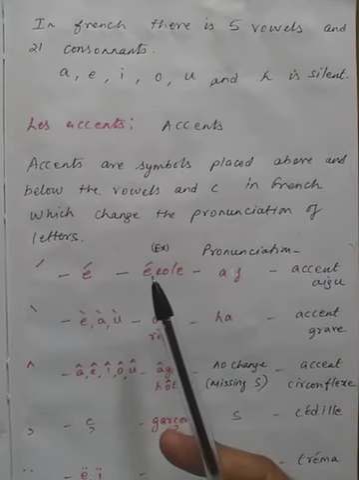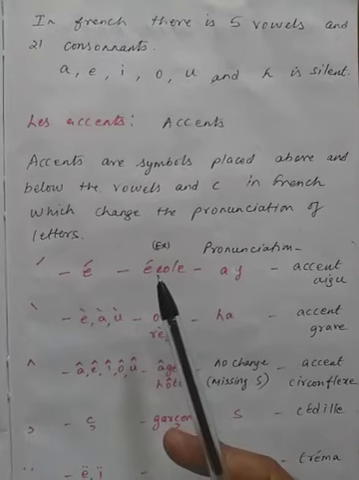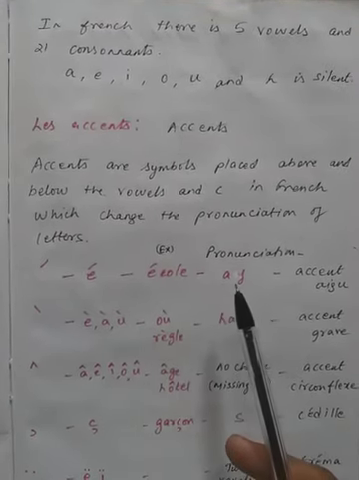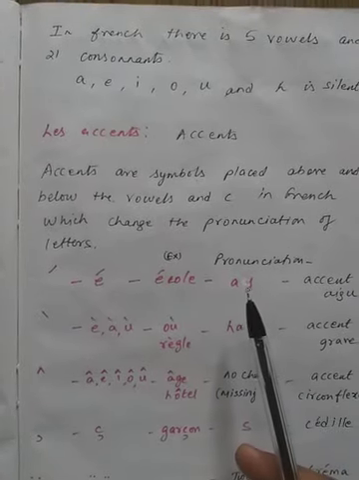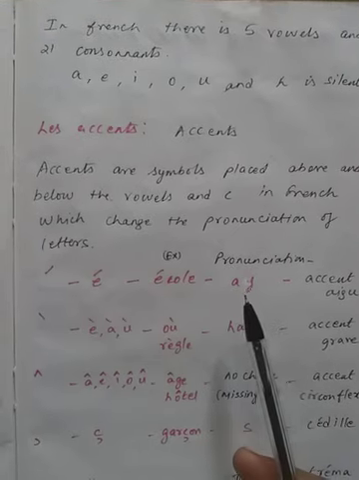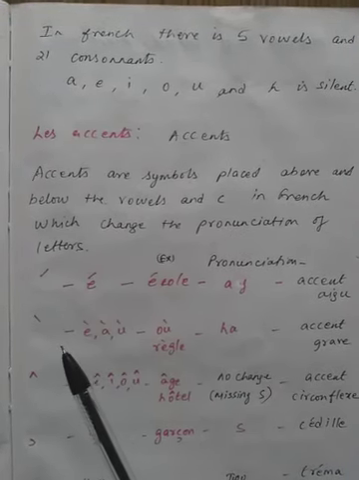Example, in the word école, meaning school. How to pronounce it: A. I have written an A. Pronunciation: école.